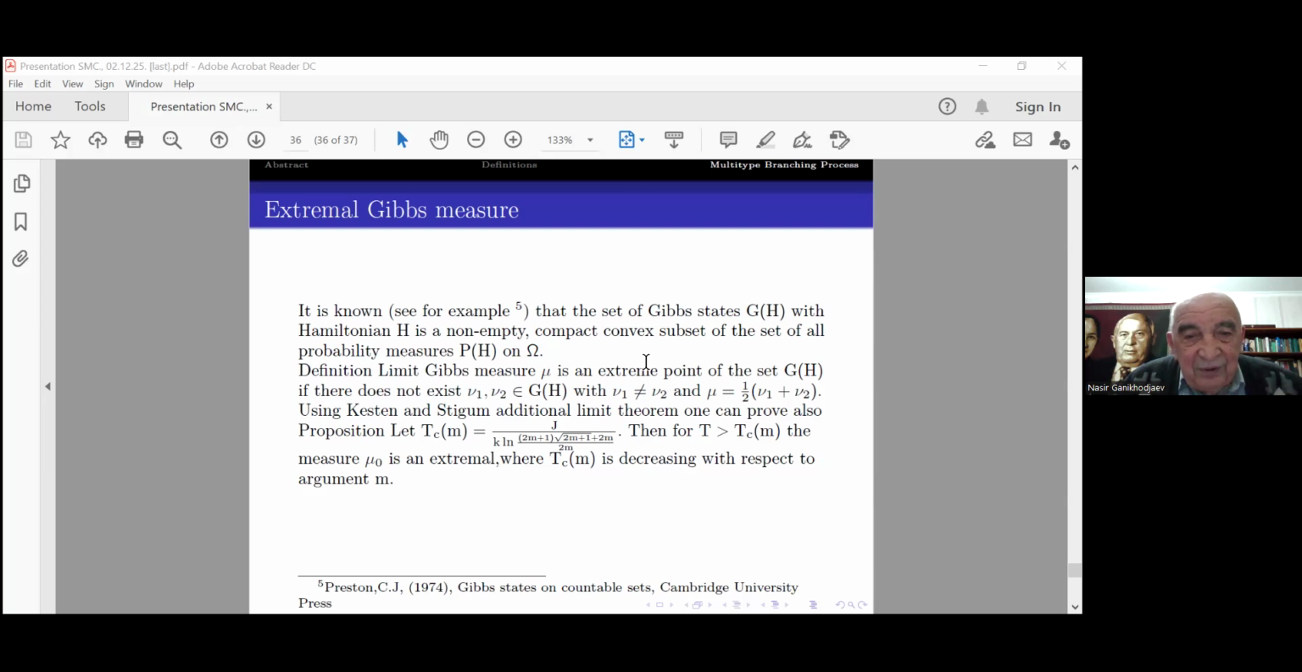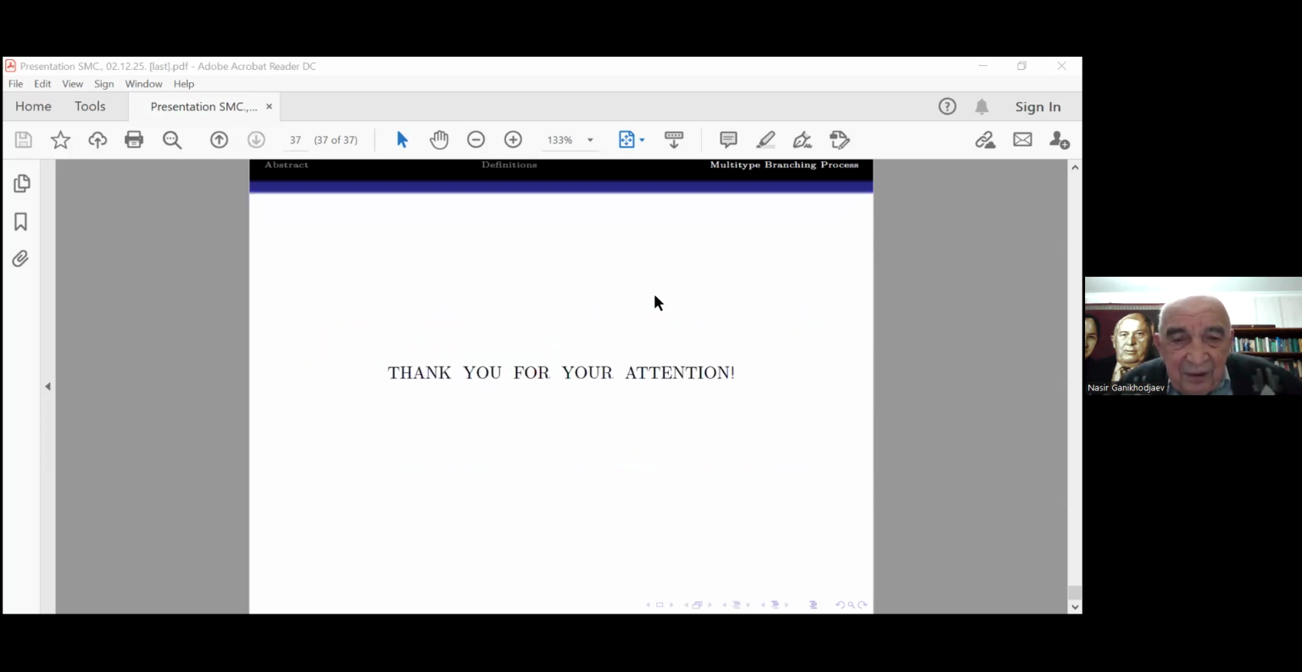Of course, there are a lot of problems here, but I consider only the simple case for mu0, that is the limit Gibbs measure with free boundary configurations. The same result we can prove, but in this case the calculation will be very complicated. But the main idea is the same. Okay, that is all from me. Thank you for your attention.